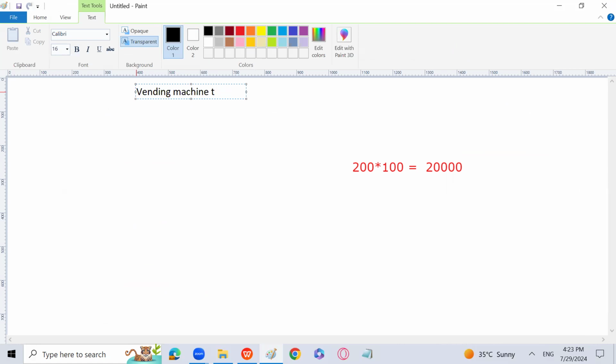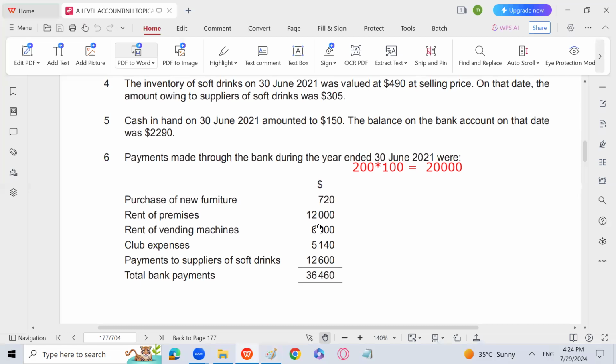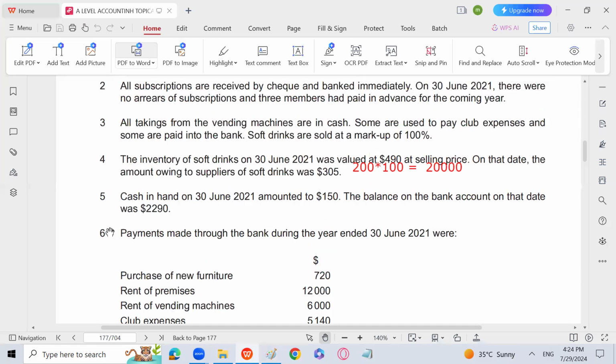Vending machine trading account. Here I am going to write the dollar sign. So we'll write over here, there is going to be the sales. And it is given in the question already that all the sales is going to be on cash. So there is no credit sales. Generally, in a non-profit organization, we don't have credit sales.